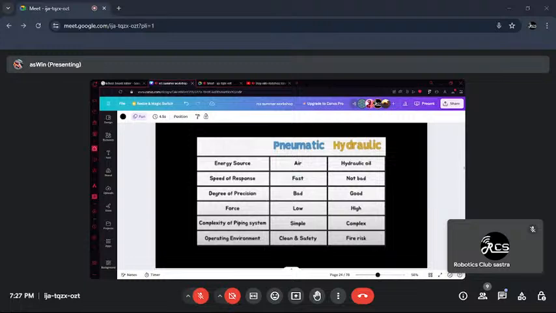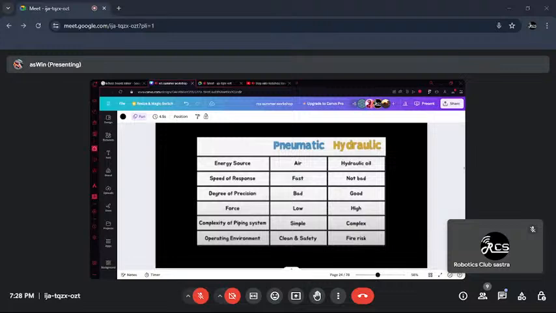Balaji is asking, what is the power source of JCB? In which category can it be categorized? JCB, yes. It is actually a manually controlled one. It actually uses an electrical drive.